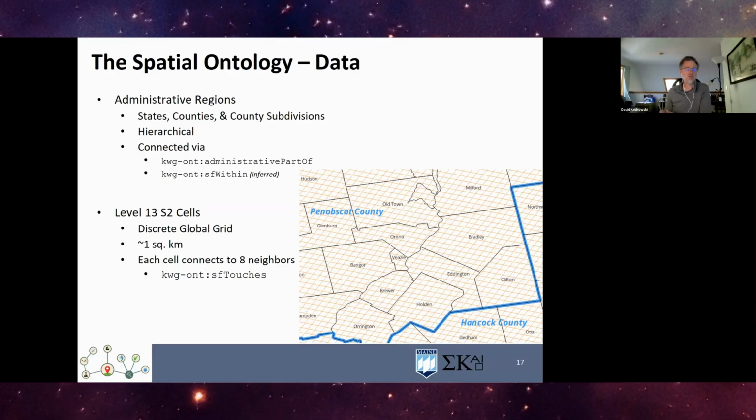And then we also include level 13 S2 cells. The S2 cell system is really a system of discrete global grids. There's 31 levels from level 0 to level 30. We've chosen level 13, somewhere in the middle. It gives us grids, and you'll see them in the picture there. That's the orange network. They're about 1 square kilometer in area. Their sizes vary a little bit around the globe and across the United States as well. Each of them is connected to 8 neighbors, and we connect them using the KnowWhereGraph relation SF touches. On the next slide, we'll talk a little bit about why we include the S2 cells in addition to the administrative regions.